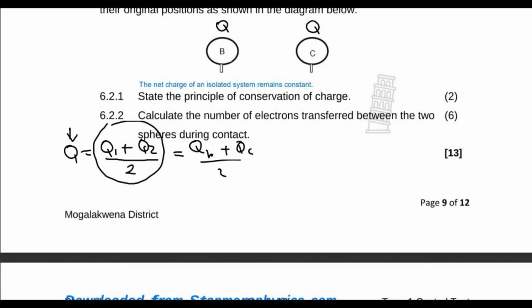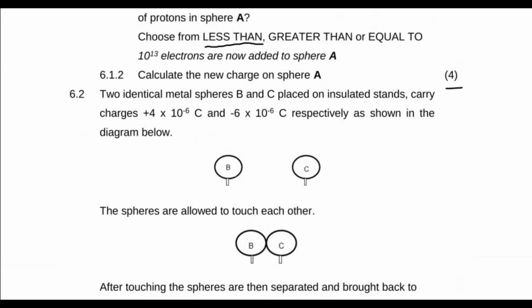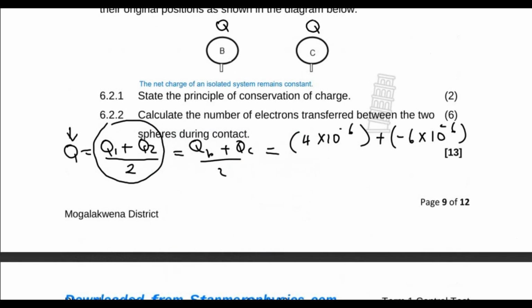So it means we need to find first the new charges. So we say, okay, Q will just be the charge on B. How much is that? It is positive 4 multiplied by 10 raised to the power of minus 6, plus the charge on C, which is negative 6 multiplied by 10 raised to the power of minus 6. Let me double check if those are the correct values. Yes, positive 4 multiplied by 10 raised to the power of minus 6, and minus 6 multiplied by 10 raised to the power of minus 6. Then we divide that by 2.